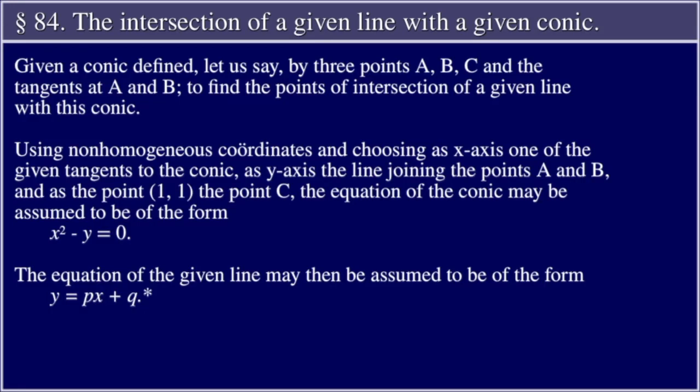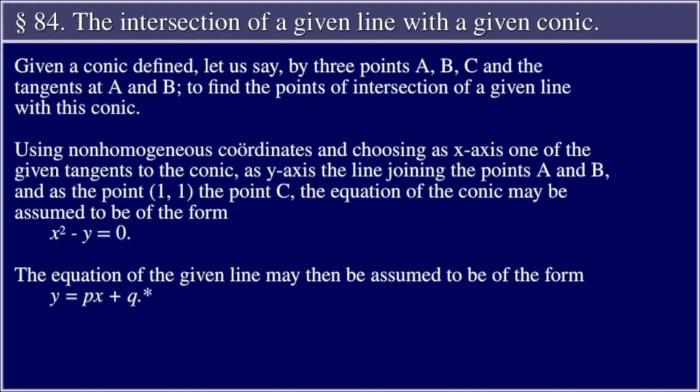Given a conic defined, let us say, by 3 points, A, B, C, and the tangents at A and B, to find the points of intersection of a given line with this conic, using non-homogeneous coordinates and choosing as x-axis one of the given tangents to the conic, as y-axis the line joining the points A and B, and as the point 1, 1, the point C.